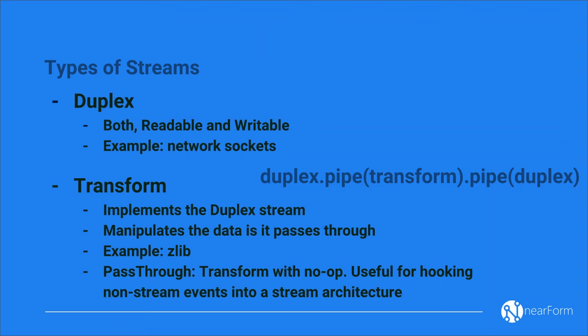And there's another type of stream, which is really not a type itself, but a type of transform stream, and it's the pass-through stream. This is very useful for hooking non-stream events into a stream architecture. So if you have something that is not streamable, but you want to actually inject that data into a stream torrent, you can do it using this type of stream.